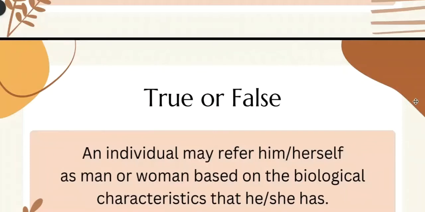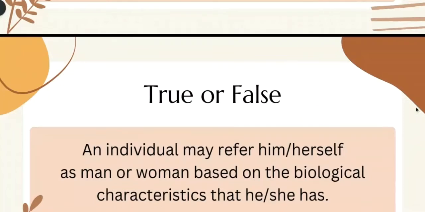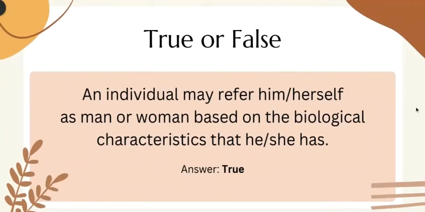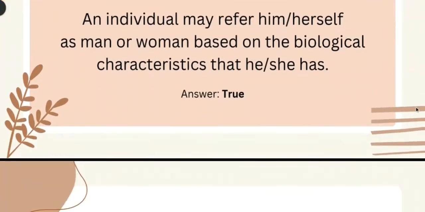Next one: an individual may refer to him or herself as a man or woman based on the biological characteristics that he or she has. So you can be called a man if you have a beard on your face. Yes, you can be called a man if you have the biological characteristics that a man should have. And if it's a woman, the answer here is true.